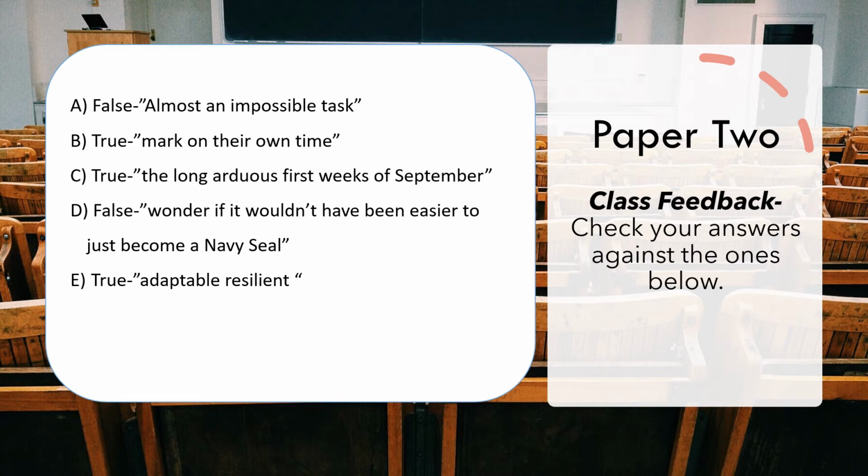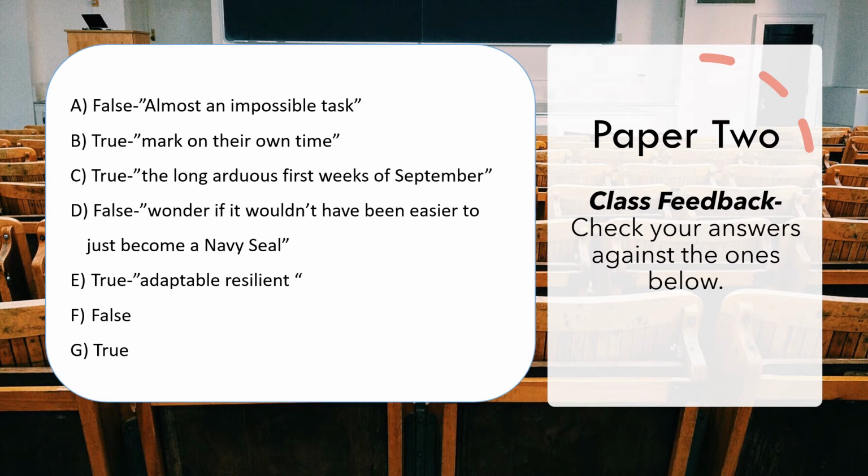E. True, they have to be adaptable and resilient. F is false. She doesn't struggle to make her own lessons. It doesn't state anything about her struggling to do that. And final one, G, is true. She's going to carry on being a teacher because at the end of that paragraph it says there that she's going to soldier on despite all the challenges that she faces.